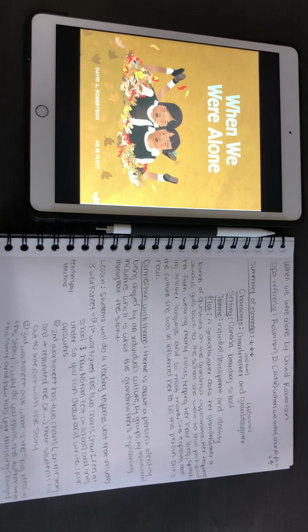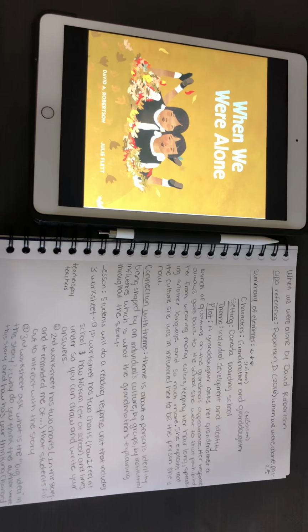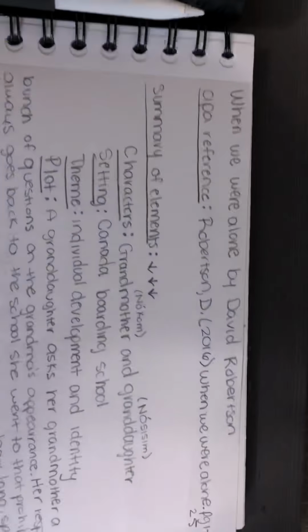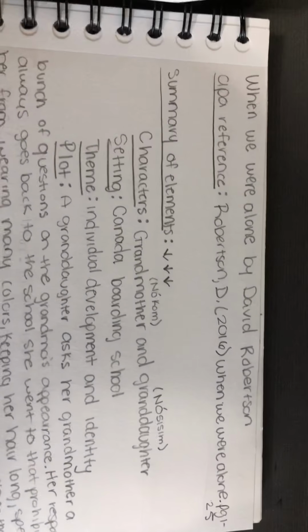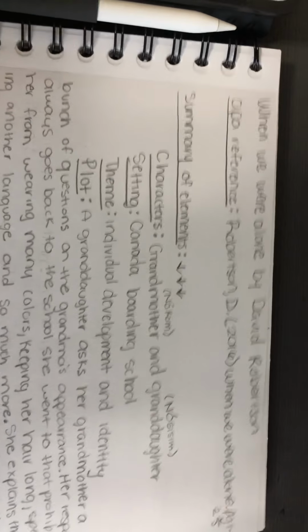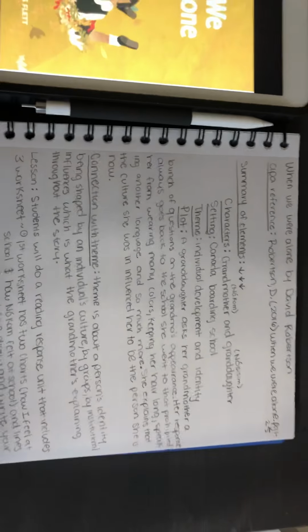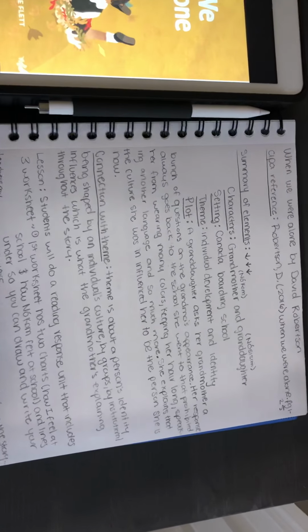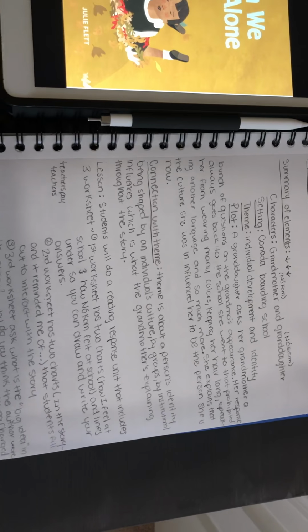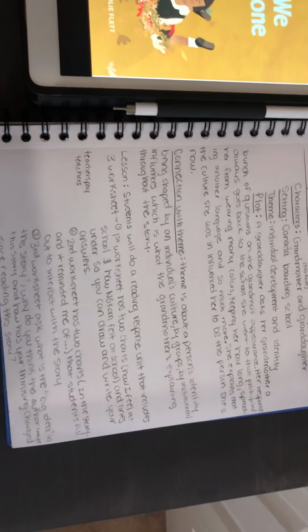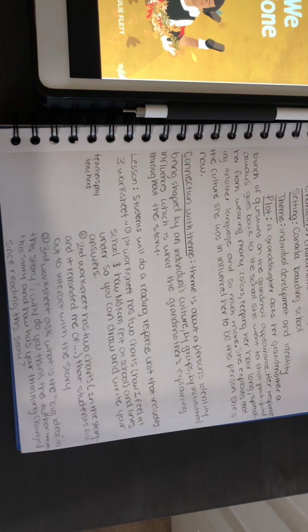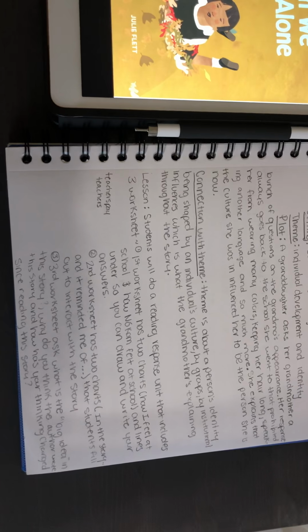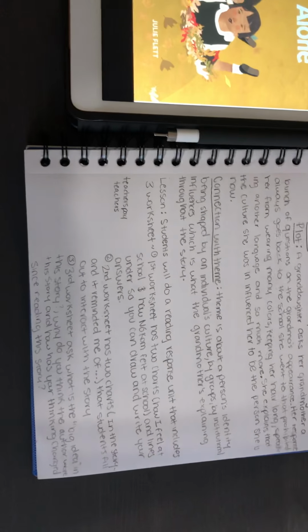The first one is When We Were Alone by David A. Robertson. My APA reference is right there. I could not find the volume, but I filled in the rest of the information. The summary of elements: the characters were grandmother, so they had a name like Nokum for grandmother, and granddaughter was Noseum. The setting took place in Canada, at a boarding school.